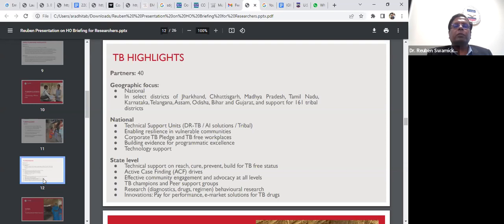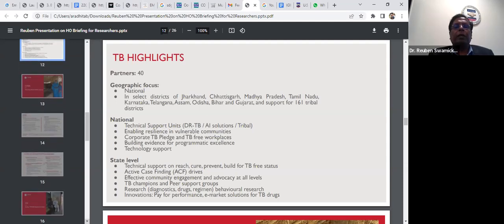We also set up this corporate TB pledge, wherein I think today there are over 215 corporates who are willing to support TB and TB-related activities, either through workplace interventions or supporting patients in their area, where either their factory or their office is located, to ensure that those patients get the benefit. And then, technology is always there, that's happening.